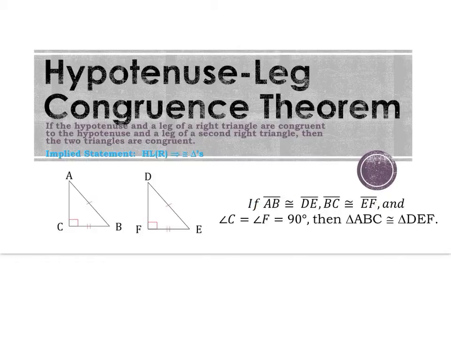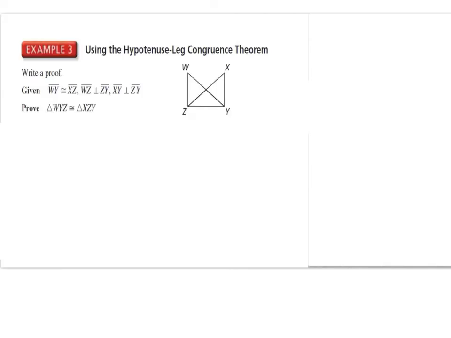And then here's our statements. So if side AB is congruent to side DE, and side BC is congruent to side EF, and angle C equals angle F, equals 90 degrees, then triangle ABC is congruent to triangle DEF. All right, so let's look at a proof using the HL congruence theorem. In our proof, we're given that WY is congruent to XZ, WZ is perpendicular to ZY, and XY is perpendicular to ZY. So take a moment to make some marks. Noticing that the two triangles are overlapping, one of the strategies might be that you separate the two triangles and then do your marks.